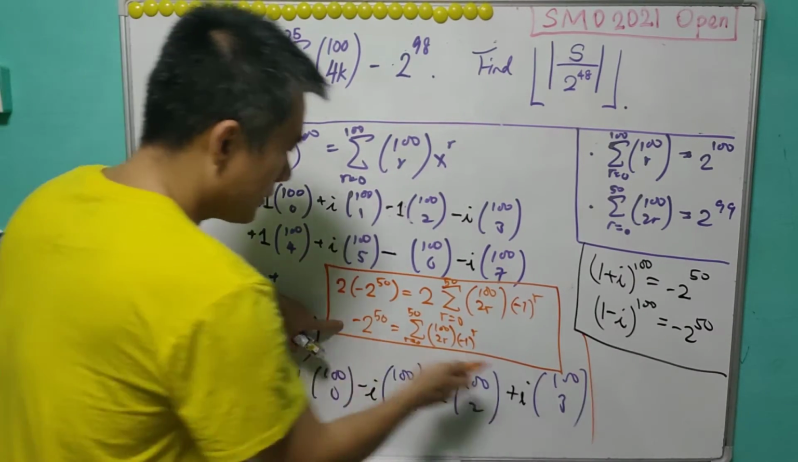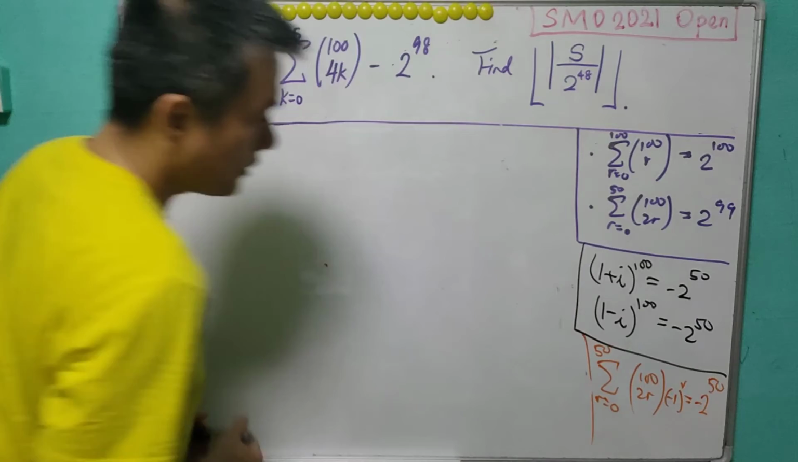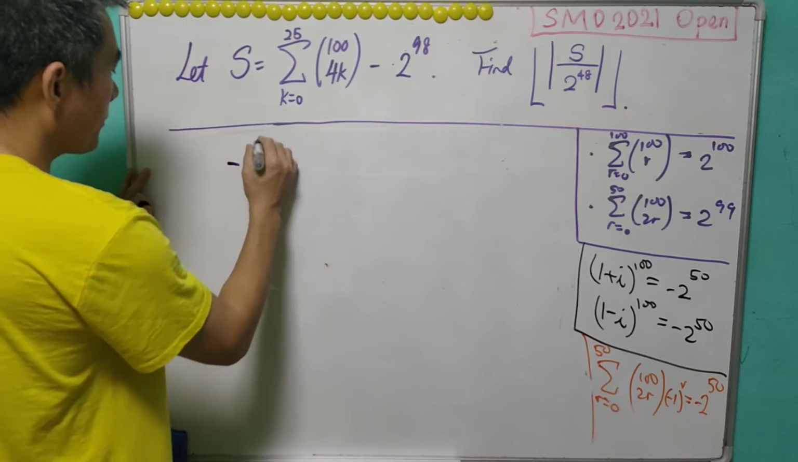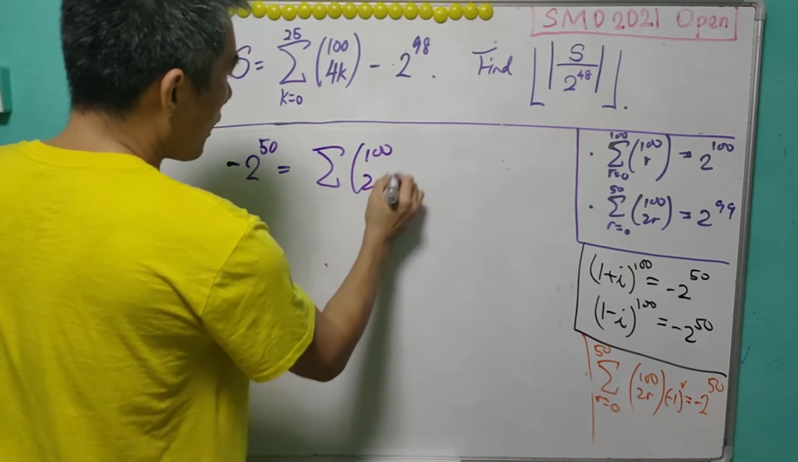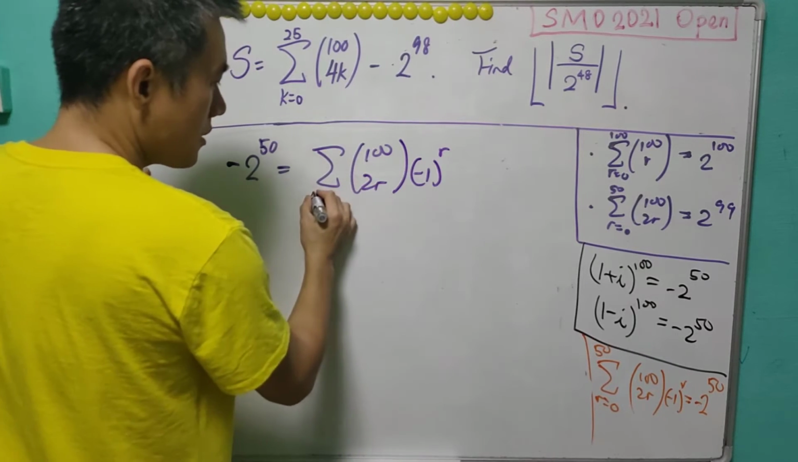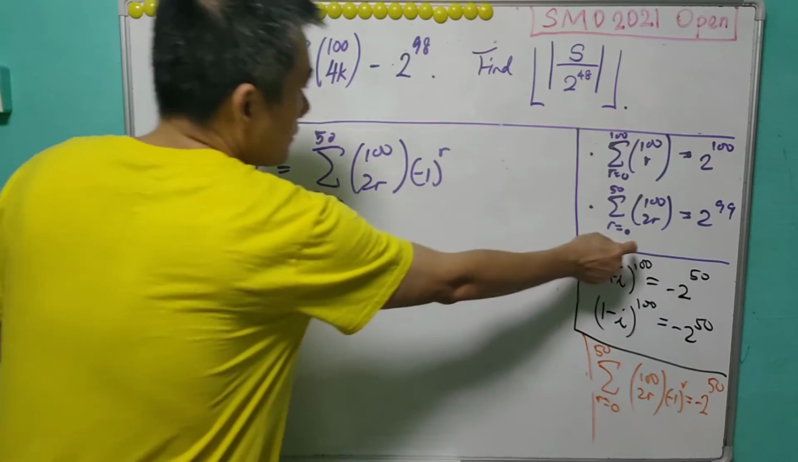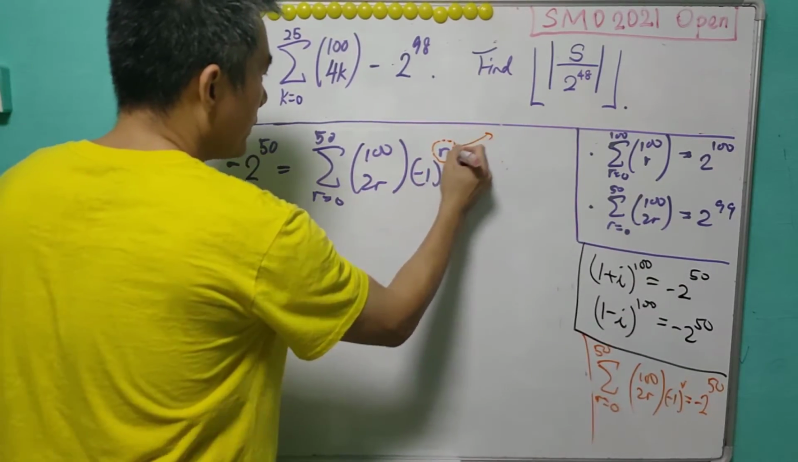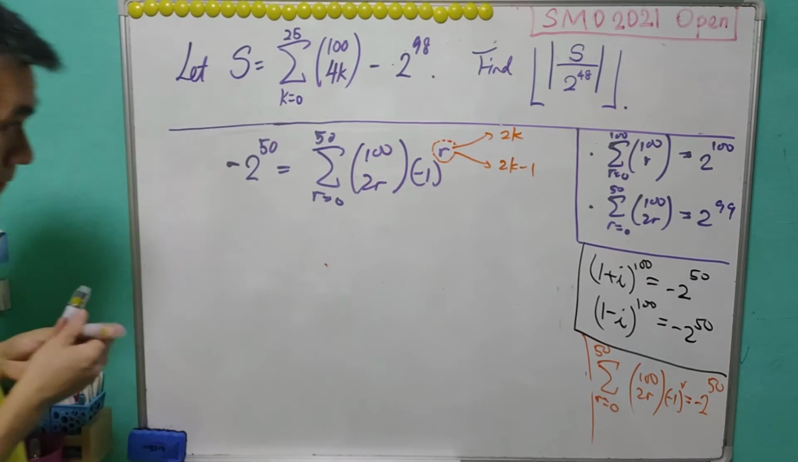Again, I will write this here to get some space. We are almost done by looking at this equation. By looking at this result, negative 2 to the power of 50 equals the summation of 100 choose 2r, negative 1 to the power of r, r equals 0 to 50. We are using a similar method to when we got this result. So what we do here is we will separate r into two cases. One is 2k and the other is 2k minus 1.